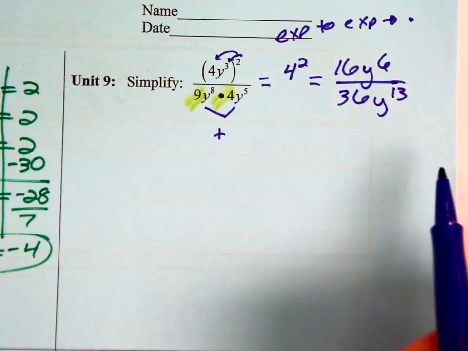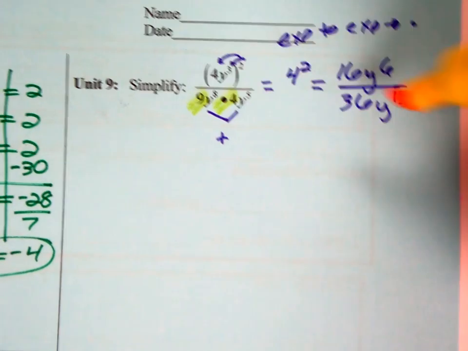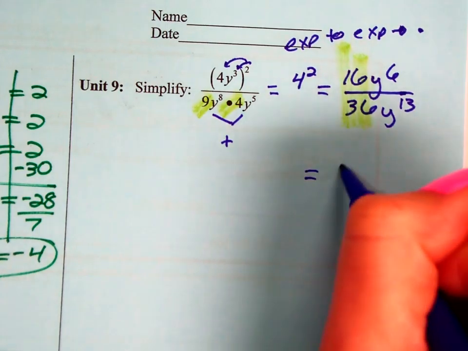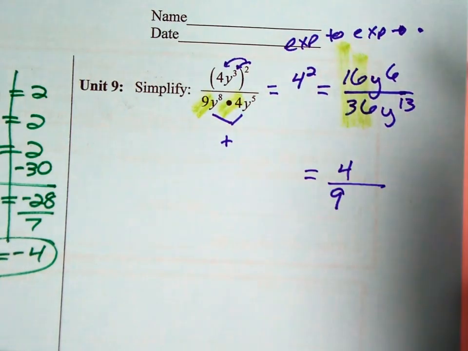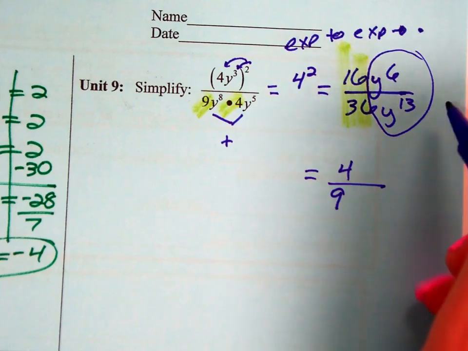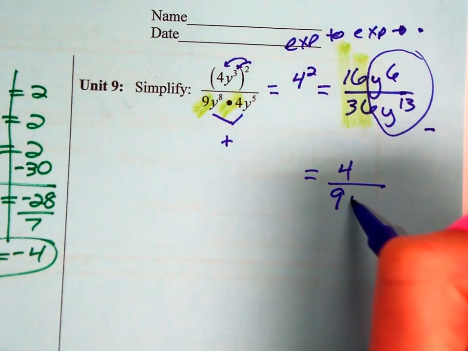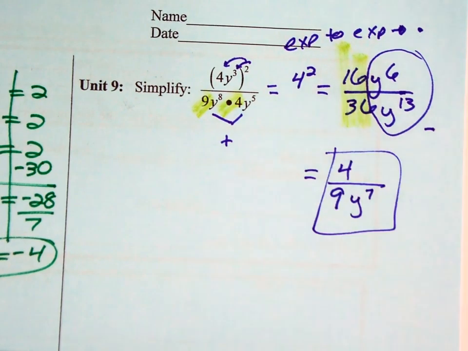Now we have this overall fraction that we need to reduce. So we're going to go ahead and do 16 over 36. Now that's not going to be a whole number, so you're just going to have to reduce that fraction, and it reduces to 4 over 9. And then we're going to combine our y's, and remember, because it's division, we subtract. So 13 minus 6 is going to be 7, and there's more on the bottom, so then y to the 7th is on the bottom. And so your final answer is 4 over 9y to the 7th. All right.